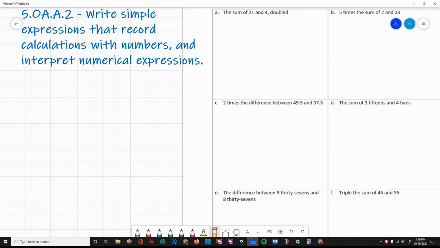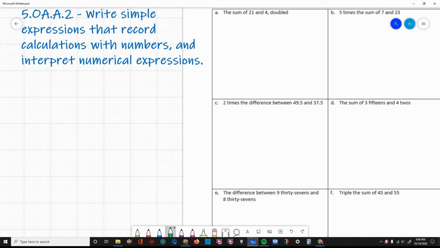Alright, we're going to write simple expressions that record calculations with numbers. And then we're going to do the reverse of that, and we're going to interpret numerical expressions. So we're going to interpret some, and we're going to write some. So let's start off here with A.